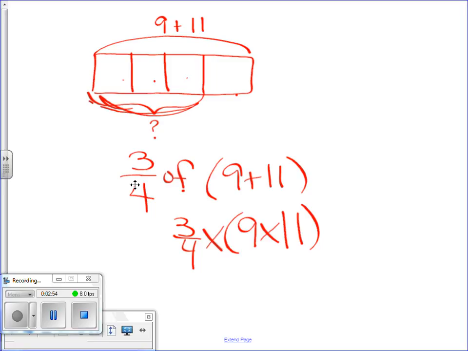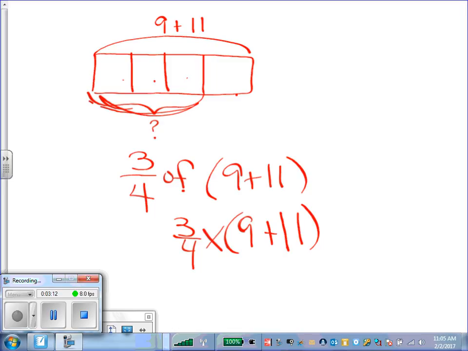Now, oh my gosh, why did I write that? I did not mean to do that. I'm so sorry. Now, can you solve that? Yes. Now you can solve that.